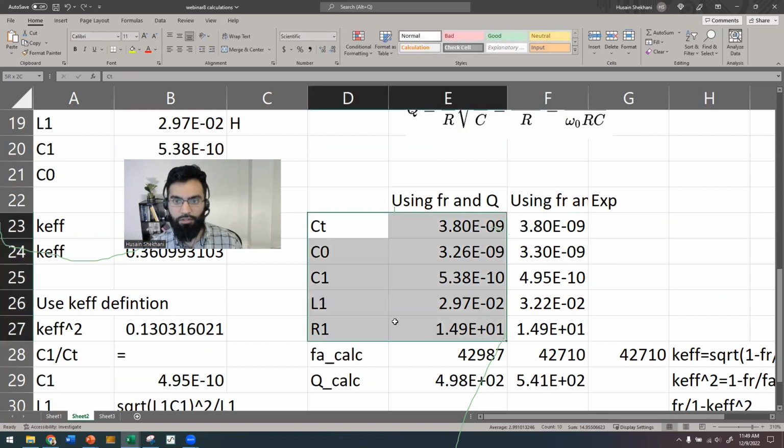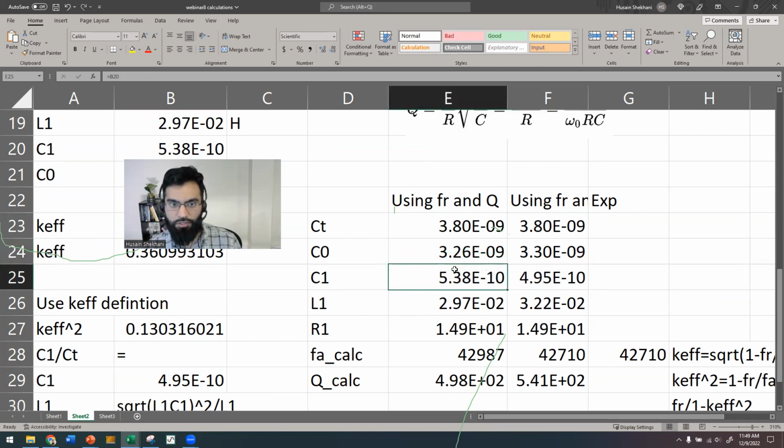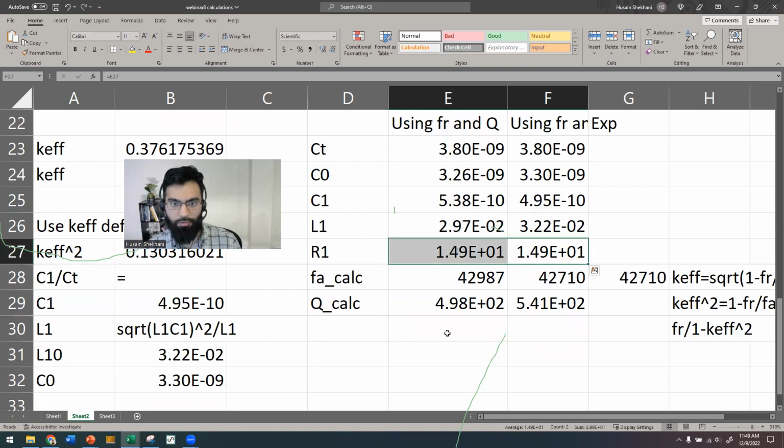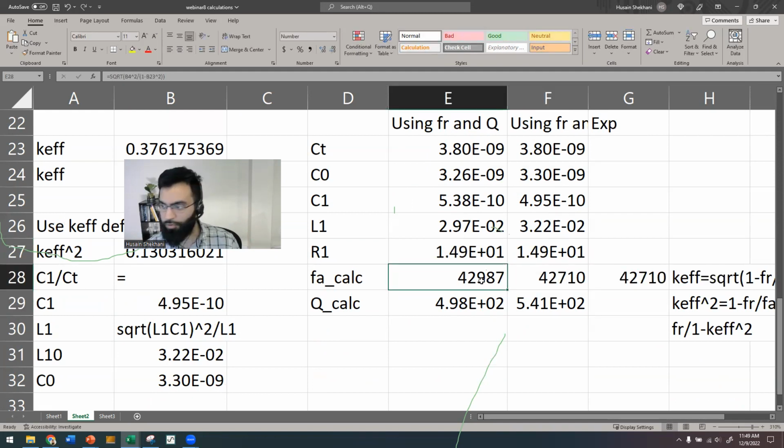So I can calculate these two. The capacitance is the same, the off-resonance capacitance. We don't change that. There's a slight difference in C1 and L1. R1 is exactly the same because we measured that in the same way. In this case, for the anti-resonance frequency, this is the measured one. This would be the computed anti-resonance frequency based on the coupling factor.